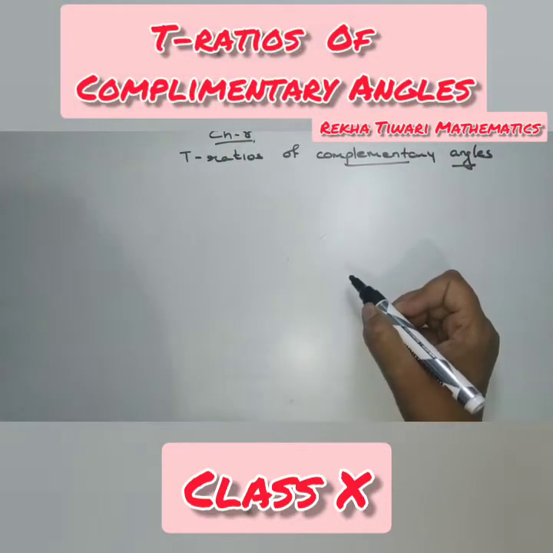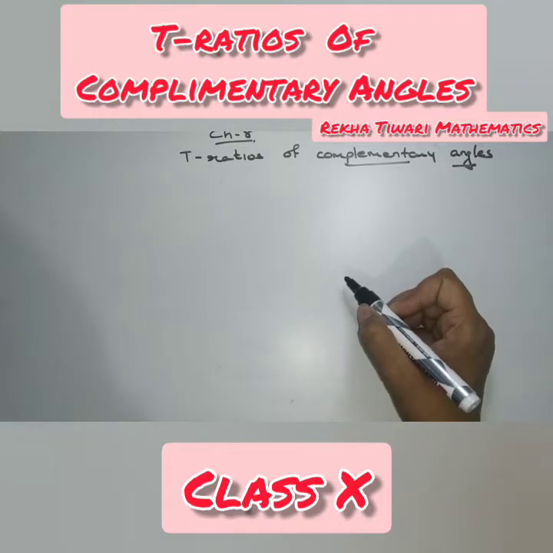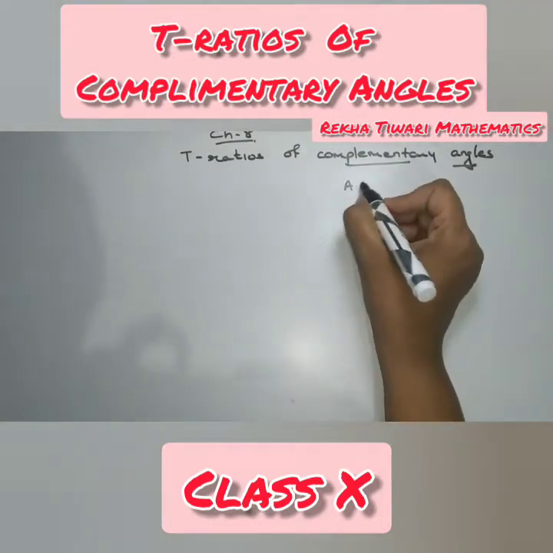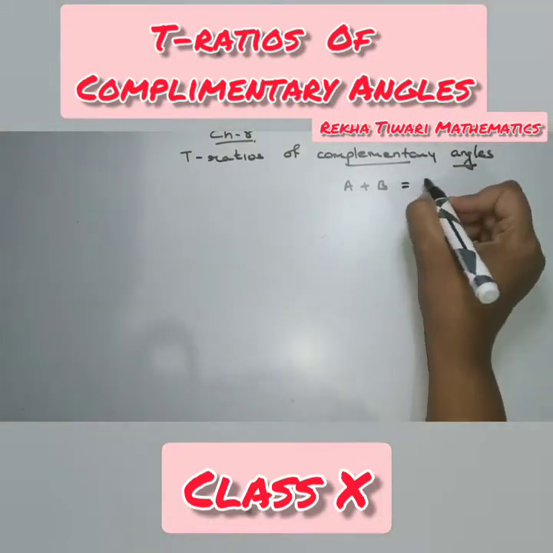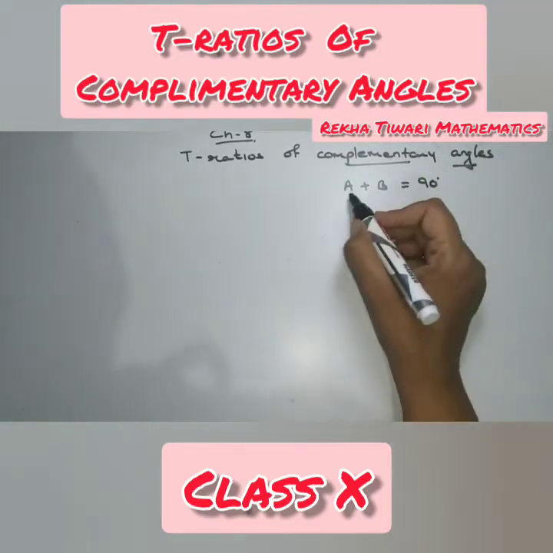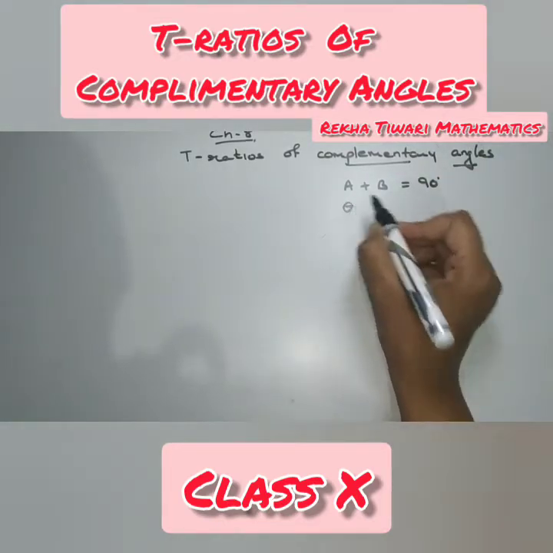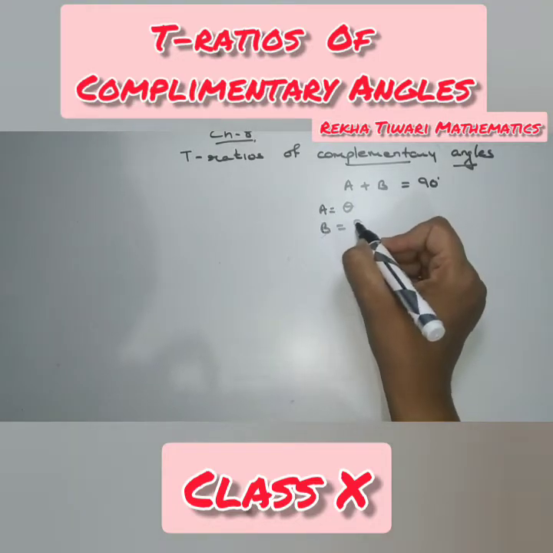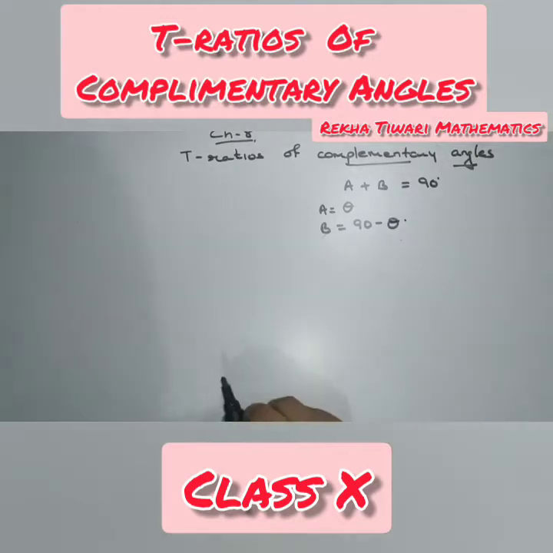What are complementary angles? The angles whose sum is 90 degrees are called the complementary angles. So, if the sum of any two angles, let the angles be A and B, is 90, we call this complementary. Suppose A is theta, then what could you say about angle B? Angle B is 90 minus theta. So, we are going to use this concept to find the T ratios.